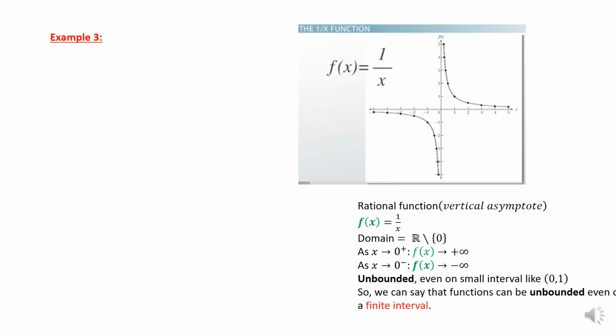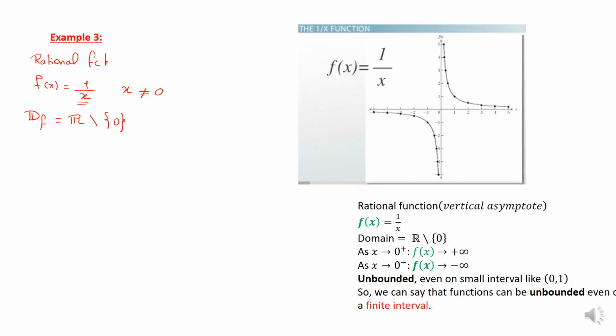Now let's move to the rational function. The rational function f of x equals 1 over x. First thing that you have to notice is that x is in the denominator, so x should not be equal to 0. There are no other restrictions on this function, so the domain of definition of this function will be equal to the set R except 0. So let's find the limit of the function at 0.